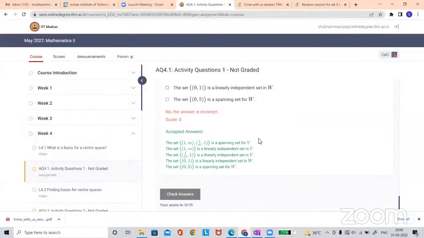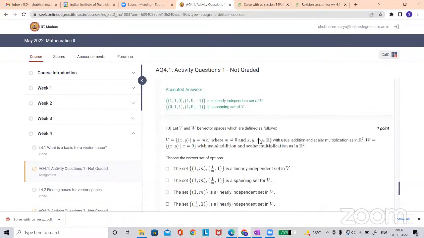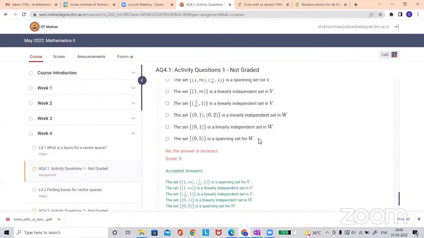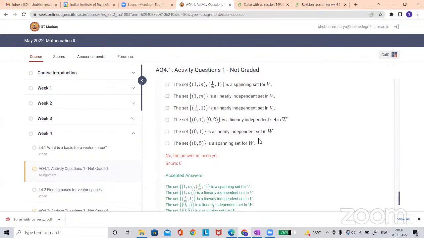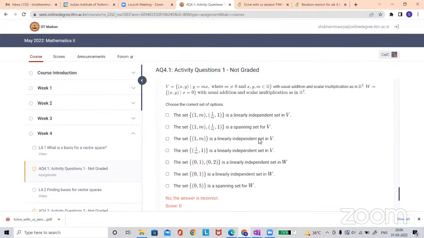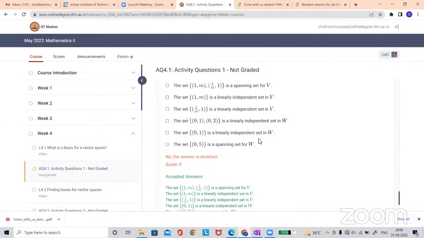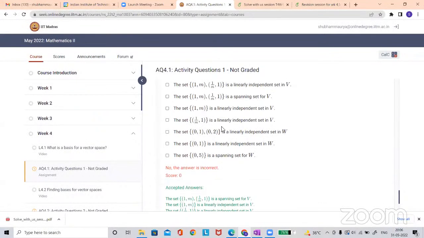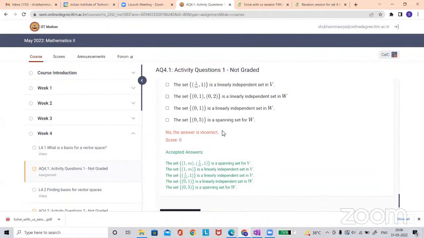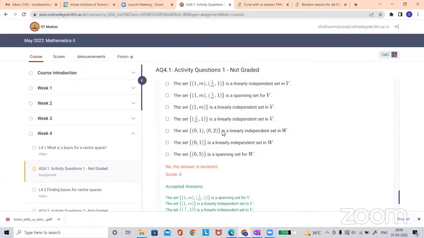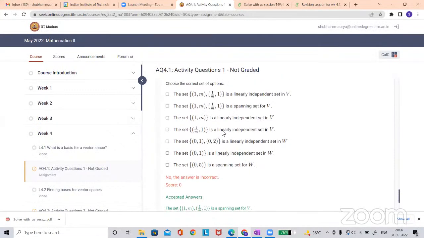The first option is a spanning set for V. When they are not linearly independent, this option is not true. I thought this option was true. Going to the second option: how can it be a spanning set when they are not linearly independent? That option is given to be true. Yes, sir, some contradiction is there.